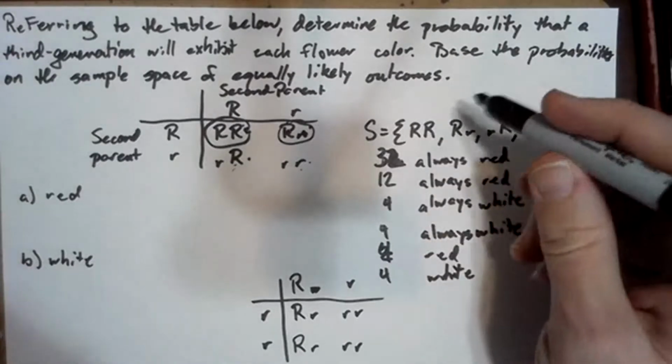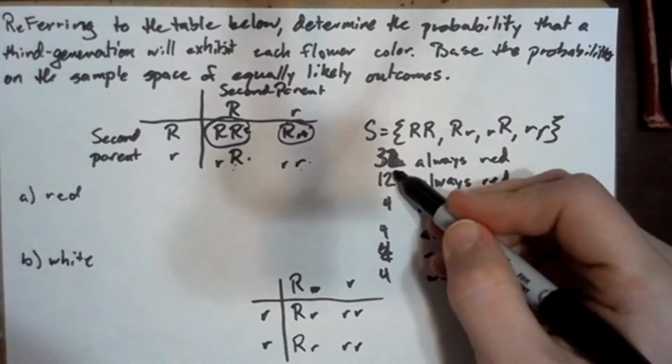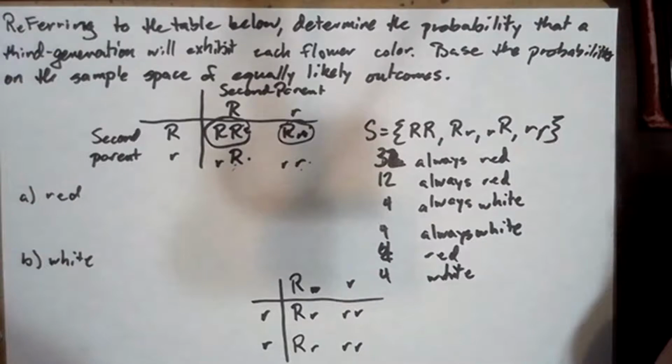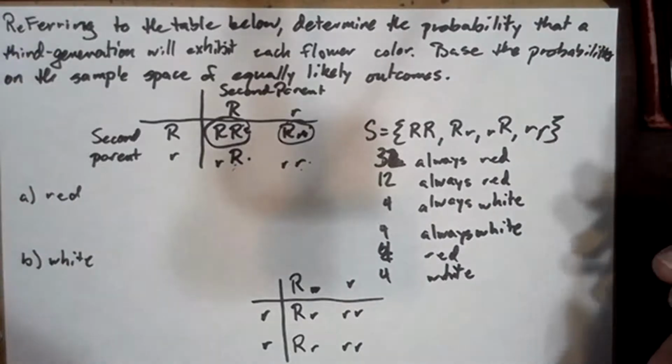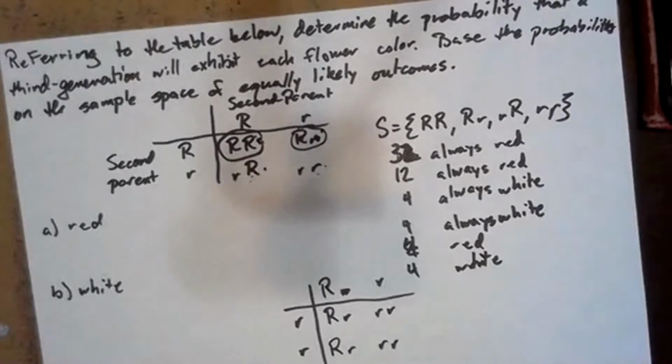Sorry, I'm all over the place here. I apologize. 32 plus 12, 12 plus 4 plus 4 plus 4 plus 4. I think we're missing 2. I'm not sure what we're missing. Let's do this. These are the possible combinations we can have.